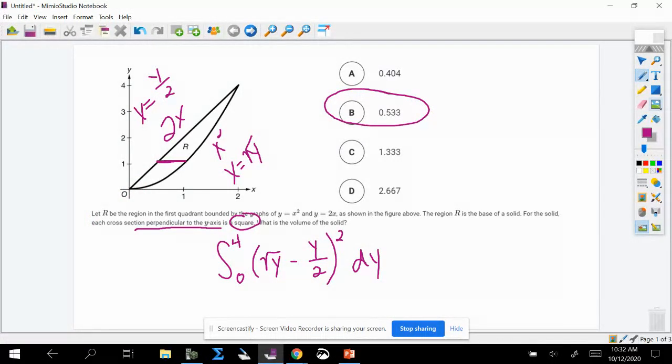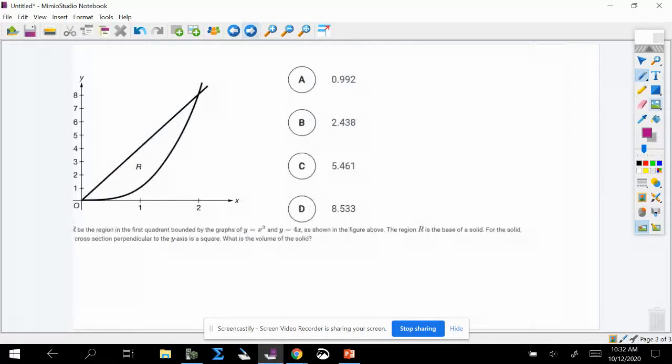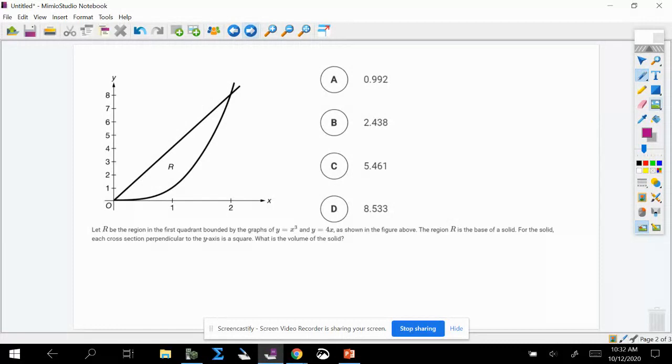Let me show you another one that has the same setup just so you get to practice it another time. So same idea. They gave you a picture. This is a calculator problem. This time this function is y equals x cubed, and this function is y equals 4x. So we have our line and our cubic. We are still slicing it into squares, so still no coefficient. We are going perpendicular to the y-axis.